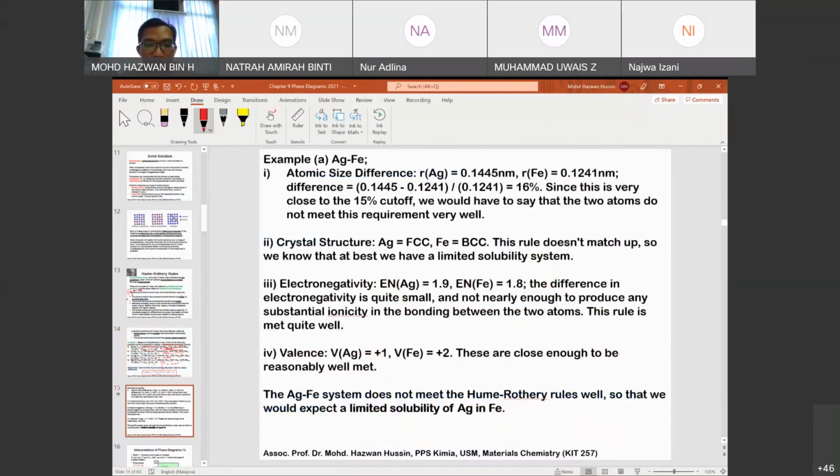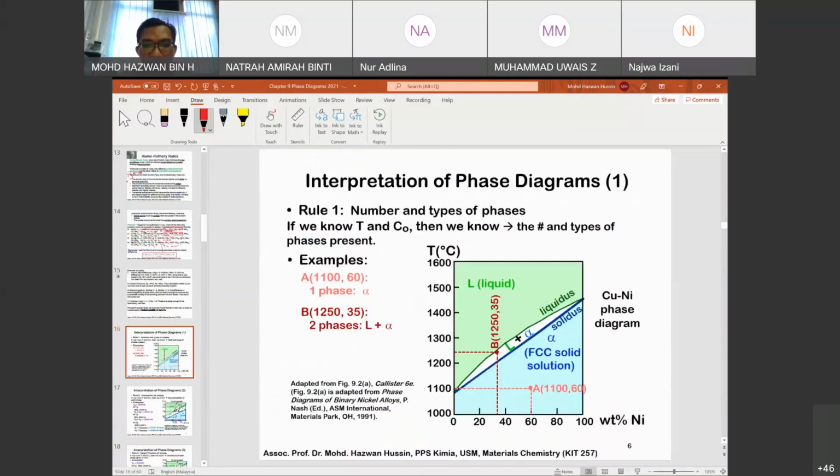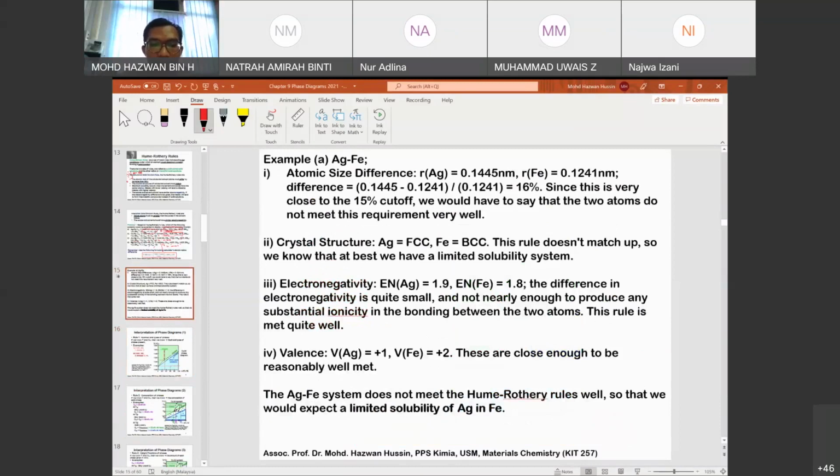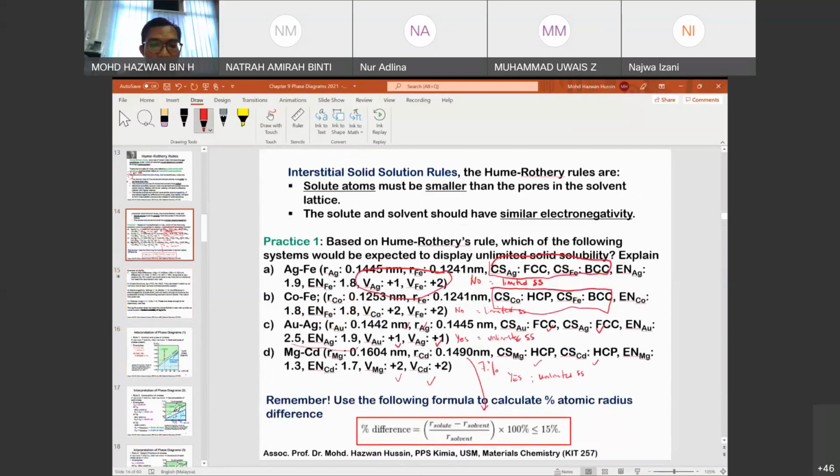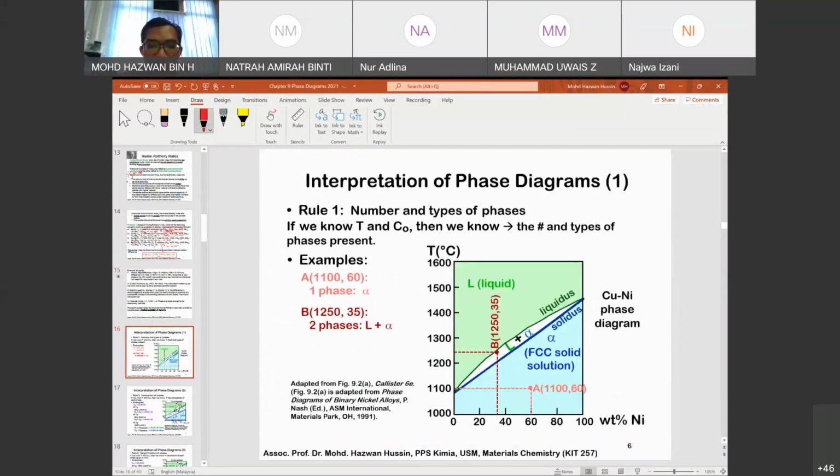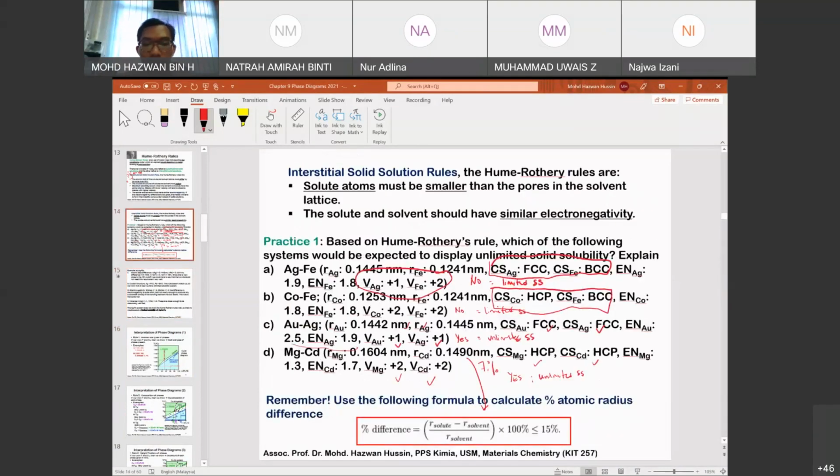Okay, all right. So I guess the explanation, everything is here. This is just an example for A, but the rest we already discussed. So tomorrow we are going to look into how we are going to interpret isomorphous phase diagram.